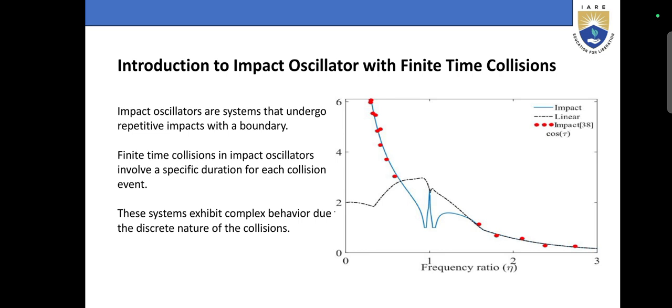In the linear impact graph, the frequency ratio axis is marked 0, 2, 4, 6 and the other axis 1, 2, 3. Finite collisions in impact oscillators involve a specific duration for each collision event. Impact oscillators are systems that undergo repeated impacts with a boundary, and they exhibit complex behavior that describes the nature of the collisions.